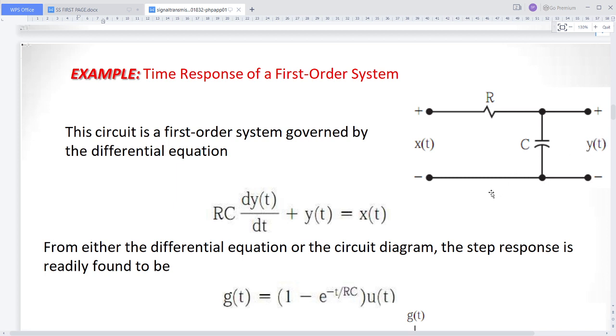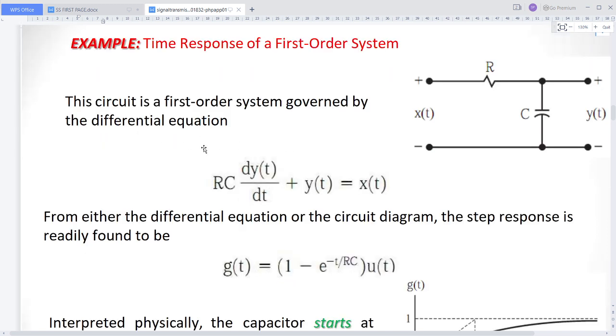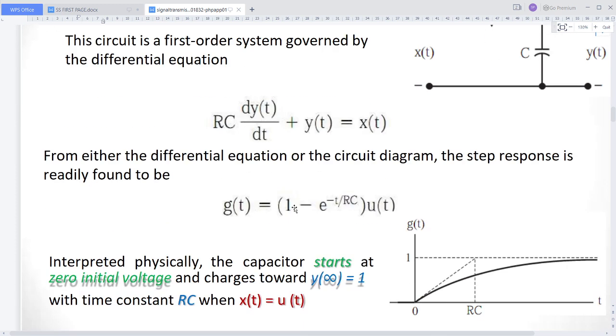That means we have to examine the output, or the time response of the first order system. This circuit is a first order system governed by the differential equation. This RC is sometimes called the time constant. RC dy of t by dt plus y of t is equal to x of t, and we require to get y of t. Here y of t is there, and again y of t is associated with some other differential function, such that it is difficult to analyze what exactly y of t is from either the differential equation or the circuit diagram, so we use the step response.